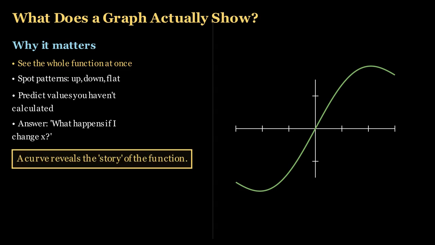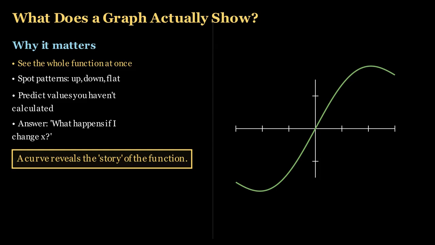In physics, this is how we understand a ball's flight. In engineering, it's how we design a smooth road. The graph answers the big question: if I nudge the input a little, how does the output behave?